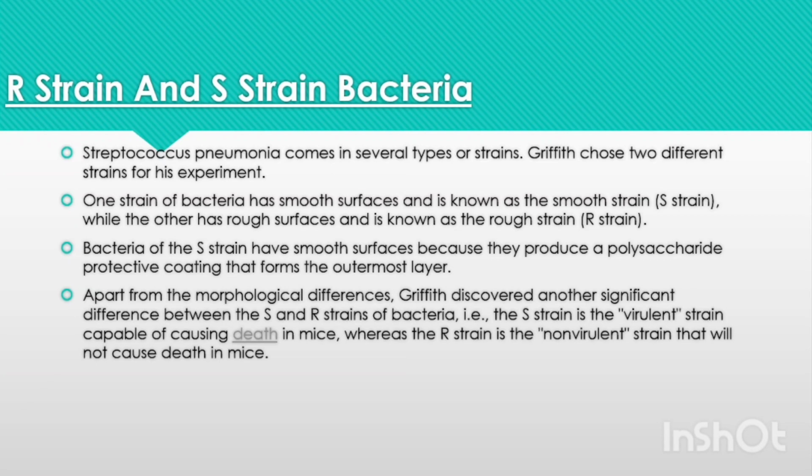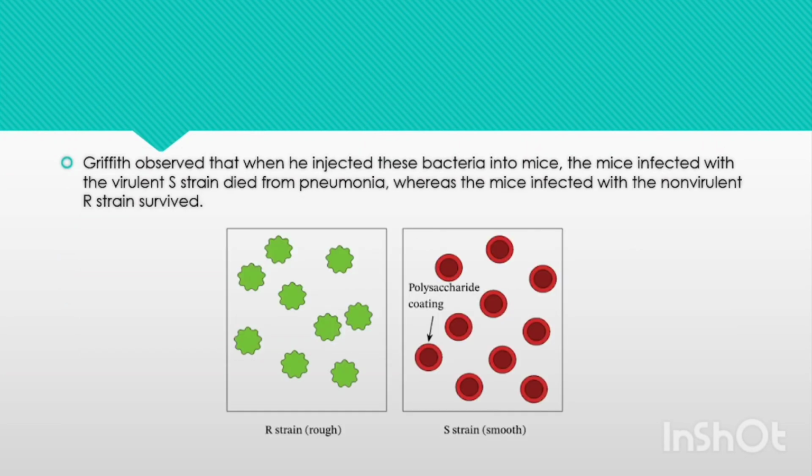The S strain, which is virulent, was capable of causing death in mice, but the R strain is non-virulent and has no capability of causing death in mice. Griffith observed that when he injected these bacteria into mice, the mice infected with the virulent strain died from pneumonia, whereas the mice infected with the non-virulent strain survived. In this figure, when Griffith injected the S strain into mice they died, because it is virulent, but when he injected the R strain the mice survived.